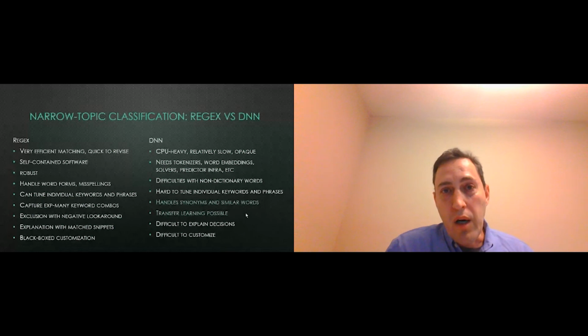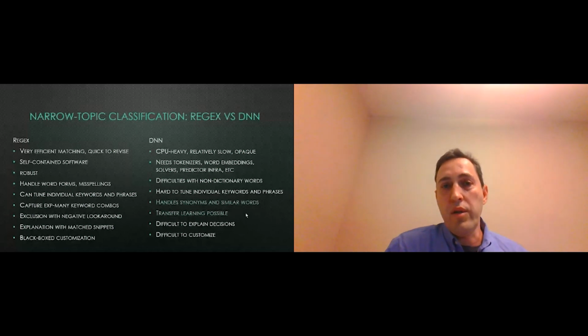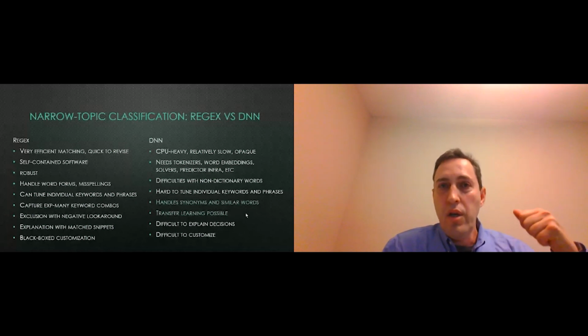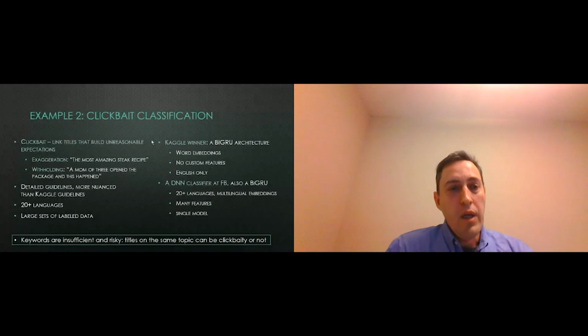Okay, now let me transition to the second example. So this is a little trickier. This is clickbait classification, and there are two types of clickbait that we distinguish at Facebook: exaggeration and withholding. So clickbait in general is a title which withholds some information or exaggerates some information that makes you want to click, and then you're disappointed because it's just not there. It's not what it looked like.